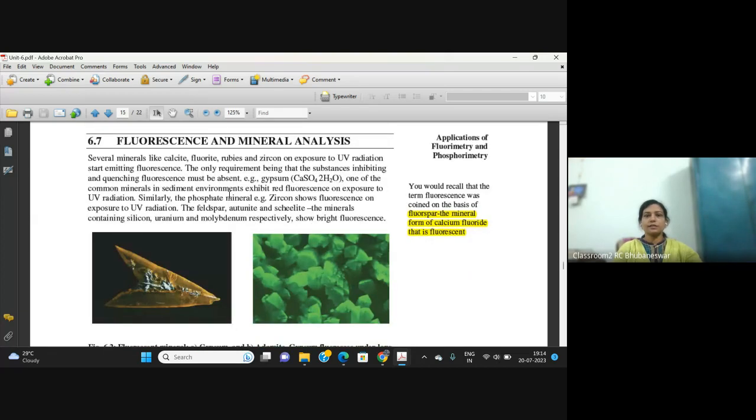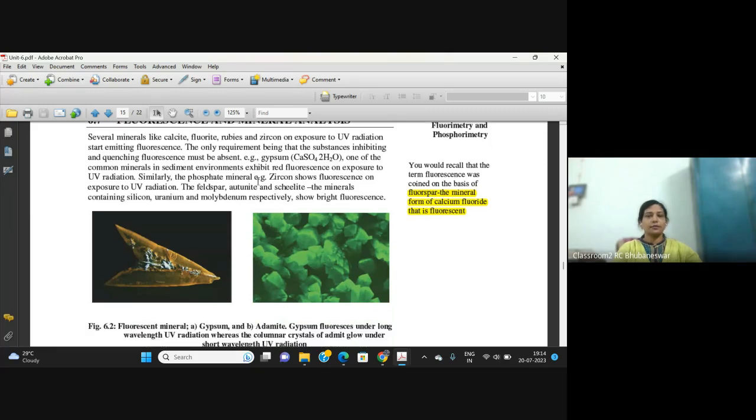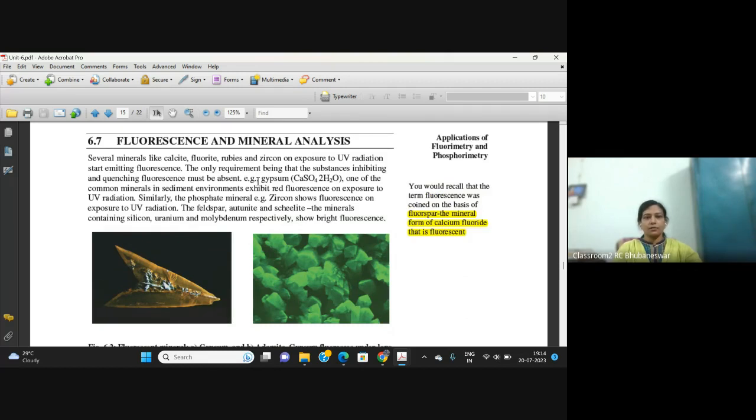So this is fluorescence and mineral analysis. Several minerals like calcite, fluoride, rubies, and zircon start emitting fluorescence on exposure to UV radiation. The only requirement is that substances inhibiting or quenching fluorescence must be absent. There must not be any inhibiting or quenching of the fluorescence. Otherwise, by their nature, they are fluorescent.